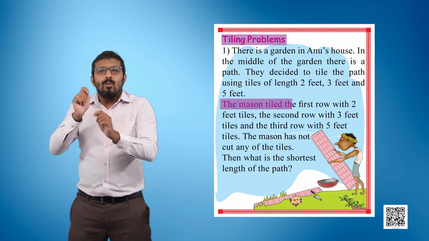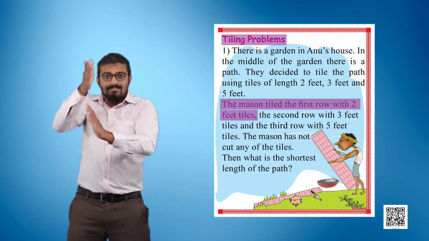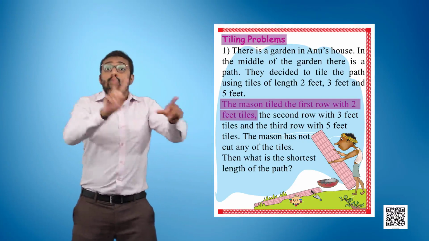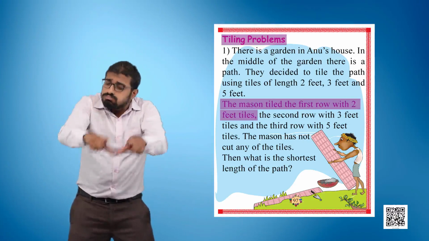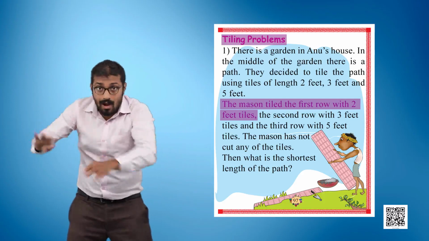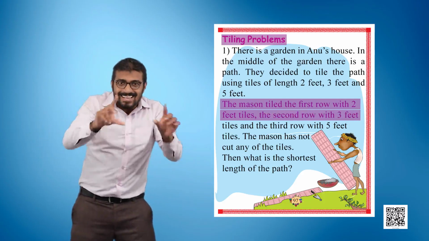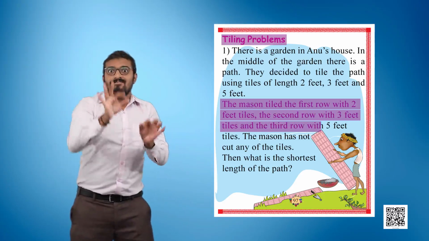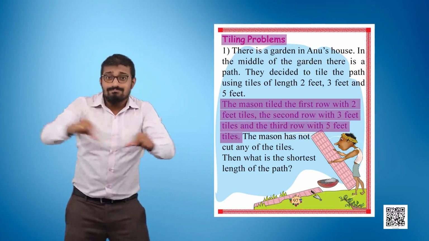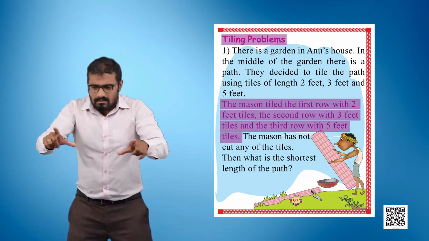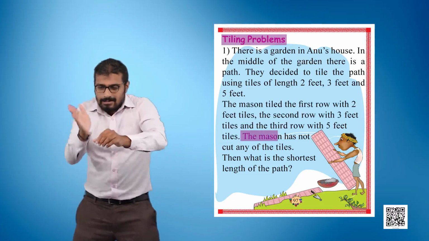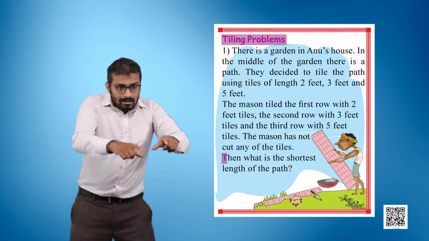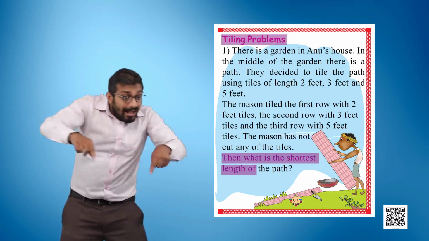The mason tiled the first row with 2 feet tiles, the second row with 3 feet tiles, and the third row with 5 feet tiles. The mason has not cut any of the tiles. Then what is the shortest length of the path?